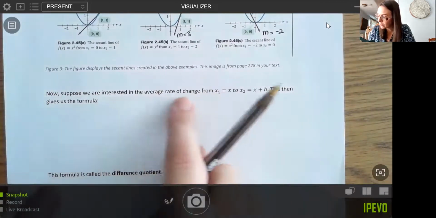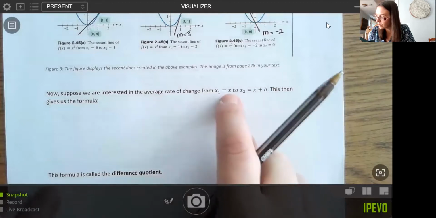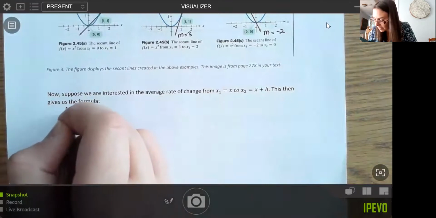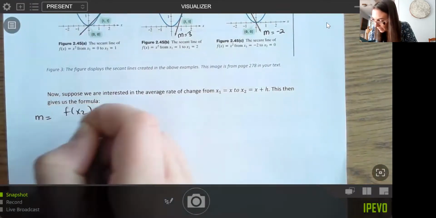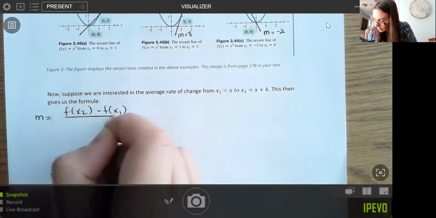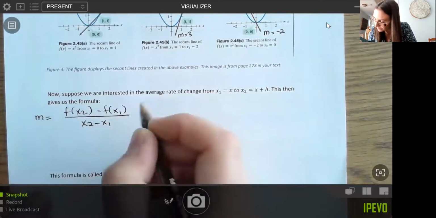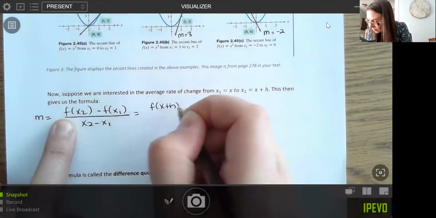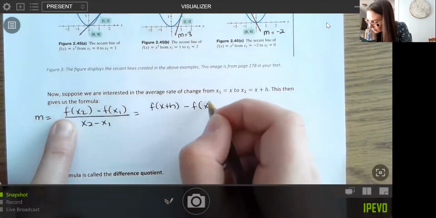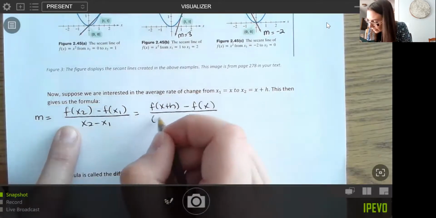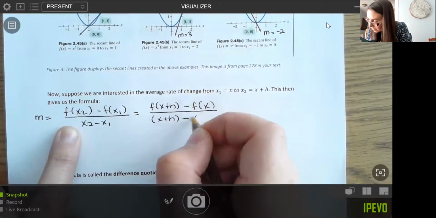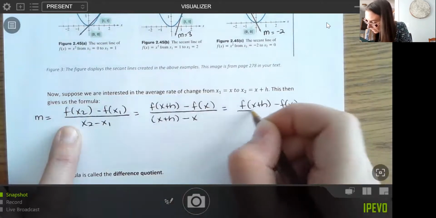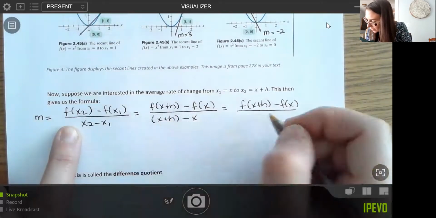So let's use that average rate of change formula, but with these expressions instead. So that f of x2 minus f of x1 over x2 minus x1. Well, here f of x2 is going to be f of x plus h. x2 is x plus h, and x1 is just x. So we simplify to this formula here. Now notice my x's are going to cancel, and I'm left with just h.